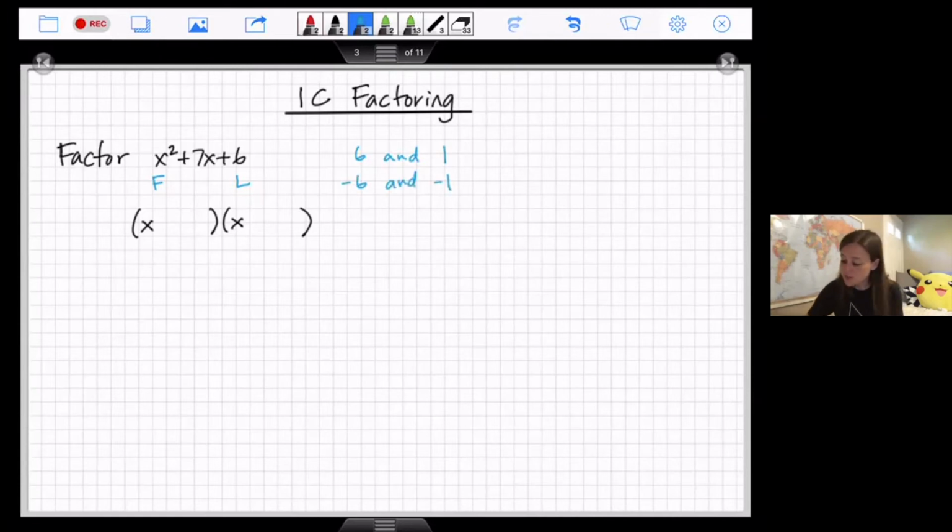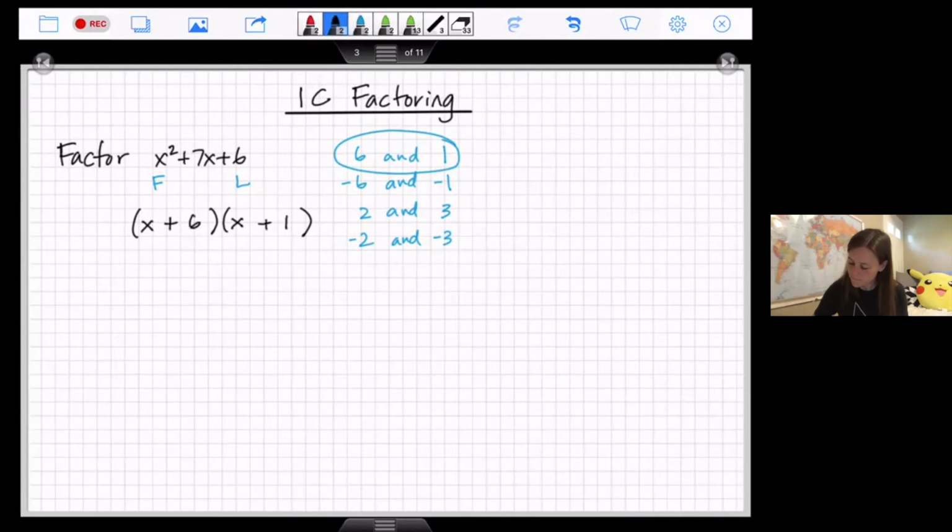We could have 2 times 3, and we could have negative 2 and negative 3. Those are all the things I can think of that would multiply to give you a positive 6. Then we just have to ask ourselves which ones add up to give us 7 when we combine our outer and inner terms. That's going to be this one, positive 6 and positive 1. And again, if you use any other method and you got the same answer, it's good. Go for it.